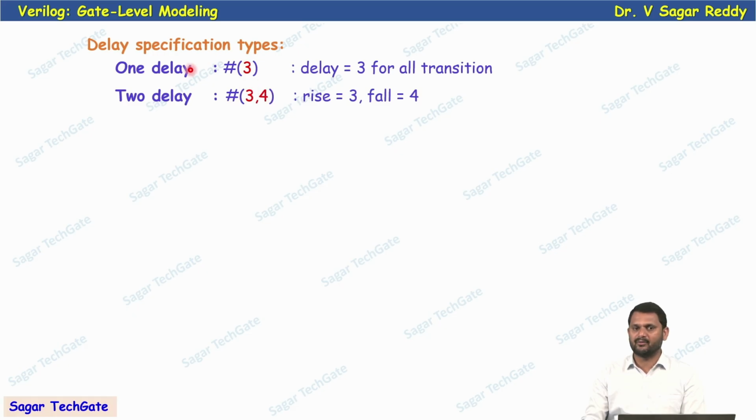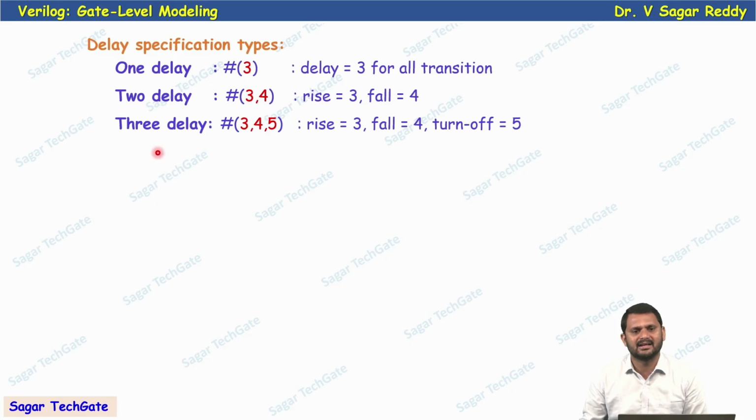If you specify only 1 delay, #3, this is delay 3 for all transitions, whether 0 to 1, 1 to 0, or something to x. All transitions follow this delay. Here 2 delays means #3, 4, where 3 is the rise delay and 4 is the fall delay. We can also specify 3 delays, like #3, 4, 5. What is the meaning here? The rise delay is 3, the fall delay is 4, and the turn off delay is 5.